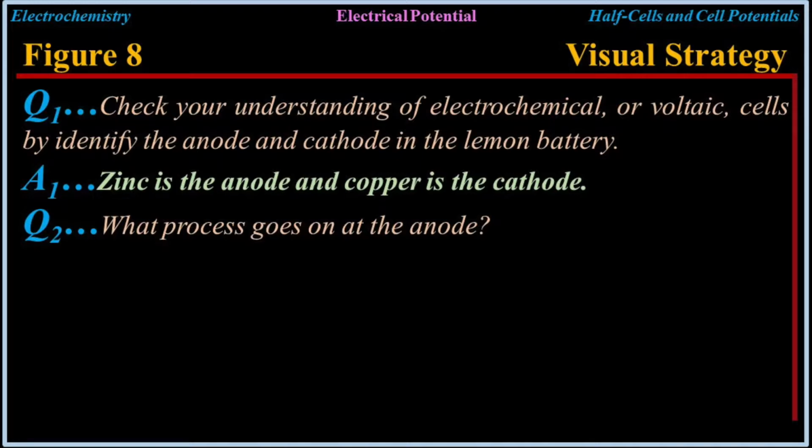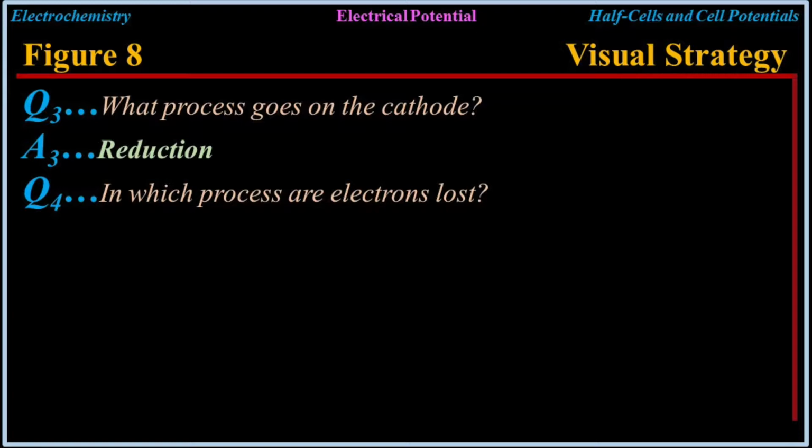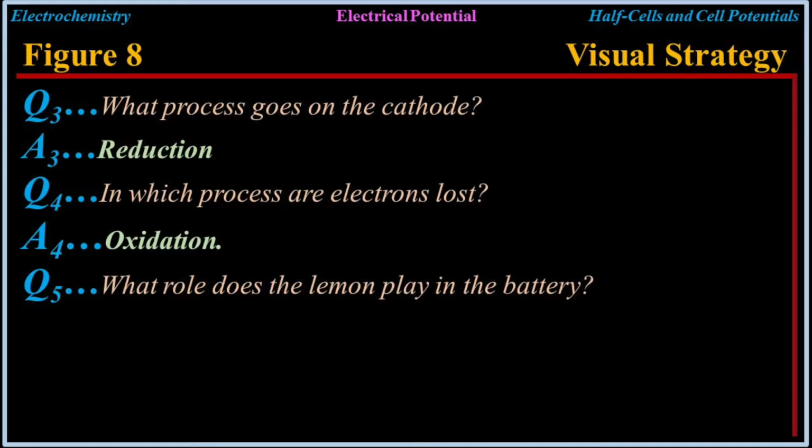What process goes on at the anode? Oxidation. What process goes on at the cathode? Reduction. In which process are electrons lost? Oxidation. What role does the lemon play in the battery? It is the salt bridge.